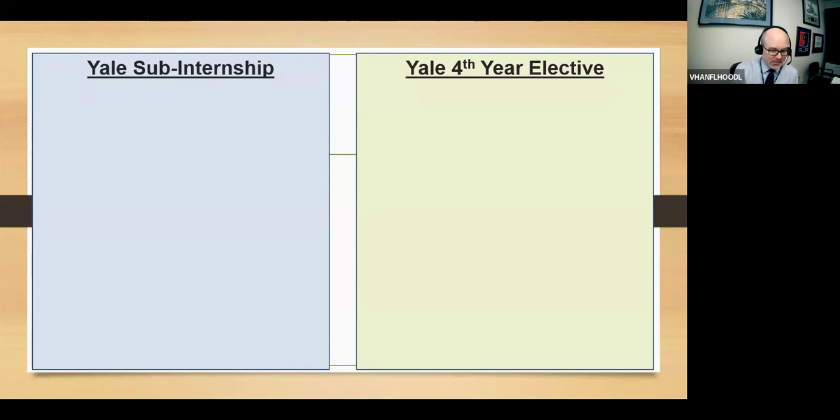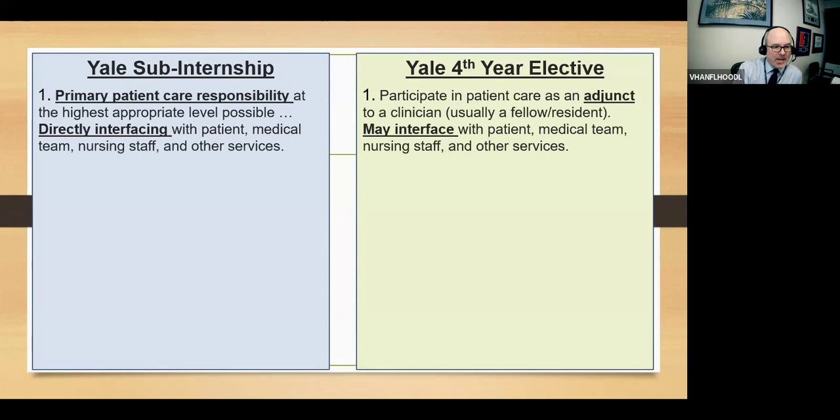But I really like what Yale did here. They said, if we're going to try to truly build these people to be involved at the acting intern level, well, okay, first of all, you've got to have this primary patient care responsibility. This is a term that's going to come up over and over in this slide set, as opposed to just working as an adjunct to the resident or to the fellow or maybe even the intern. And you're going to be regularly and directly interfacing with team members.